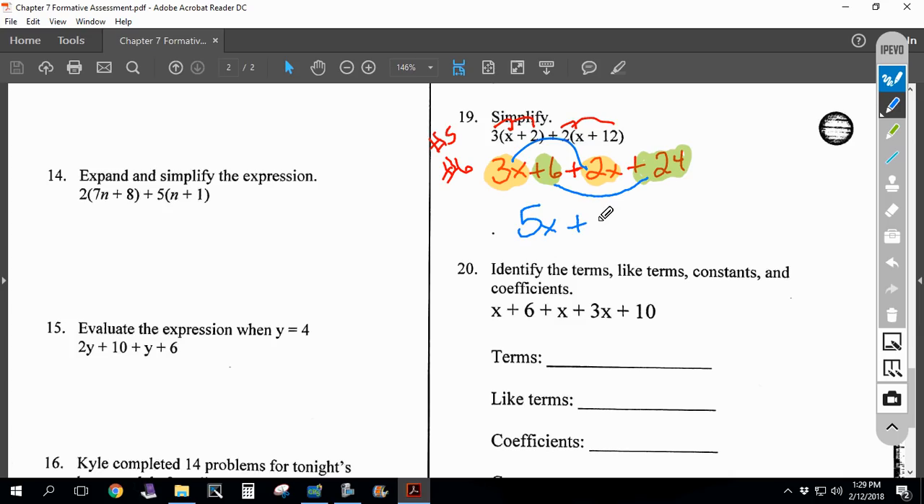Constants can always be put together. 6 and 24, that's 30. So there's your answer, 5x plus 30. And because of the commutative property, I would also accept 30 plus 5x. Okay, so give yourself a check or an X on that.